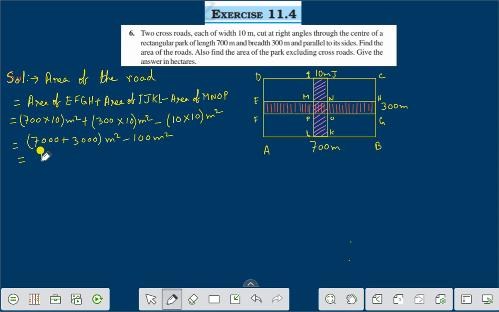That means 7000 plus 3000 is 10,000 meter square. 10,000 minus 100, we subtract it and we get 9,900 meter square. This is the area of the road. Again you see, you have to find the area of this rectangle plus area of this rectangle. Since this area is counted twice, therefore you have to subtract one area of this, that is area of MNOP, that is 10 into 10. Therefore, the area of the road is 9,900 meter square. This is the answer.